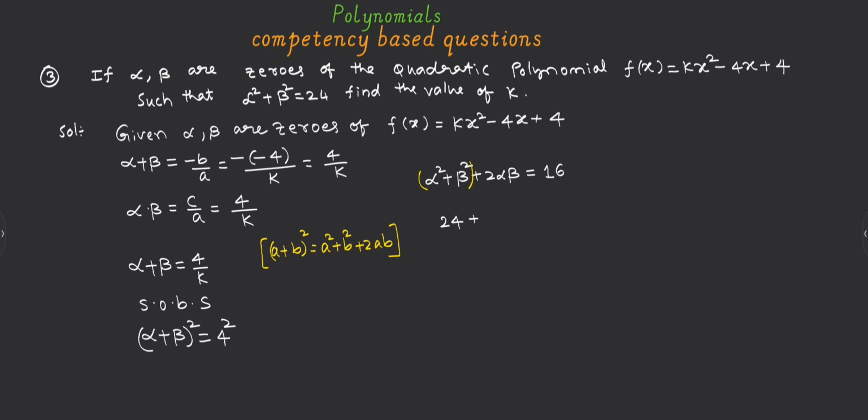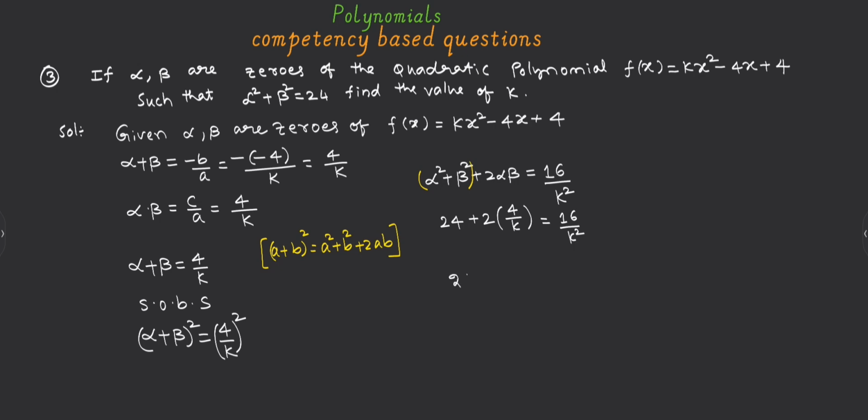Okay, here we made a small mistake. It is not only 4, it is 4 by k. I wrote it as 4. So it is 4 by k whole square, which is 16 by k square. Now here alpha square plus beta square is 24, plus 2 alpha beta. Alpha into beta is again 4 by k, that is equal to again 16 by k square.